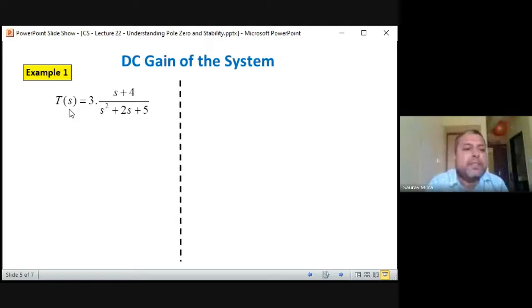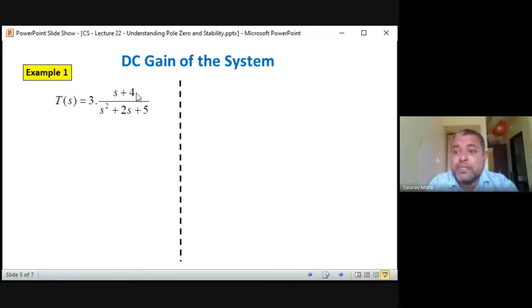So T(s), again I'm saying T(s). Just now I was saying H(s), now I'm saying T(s). It is the transfer function, equal to 3(s+4) over (s square plus 2s plus 5). So this is a transfer function, and the k value here is 3. This is a multiplicand to the transfer function. Now for s plus 4 equal to 0, if you solve, you will find s is equal to minus 4.